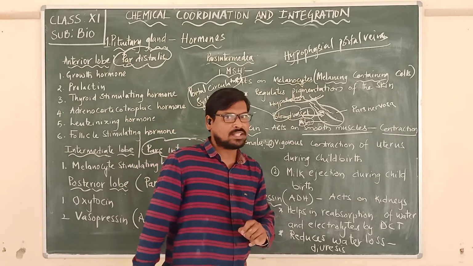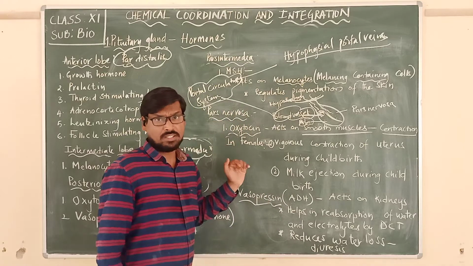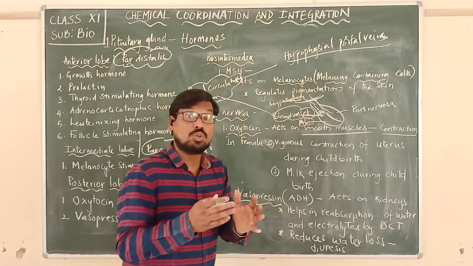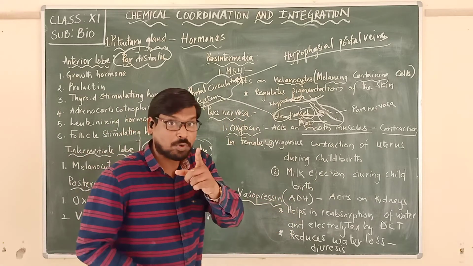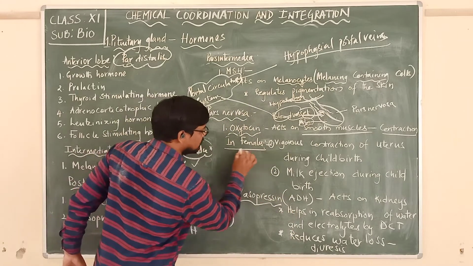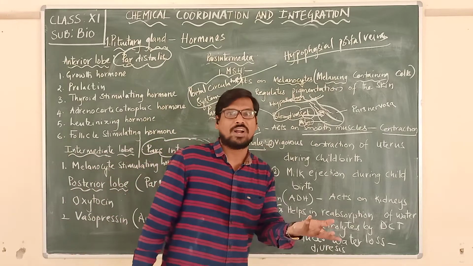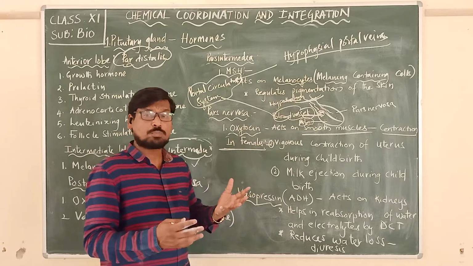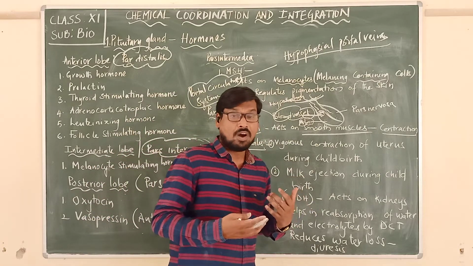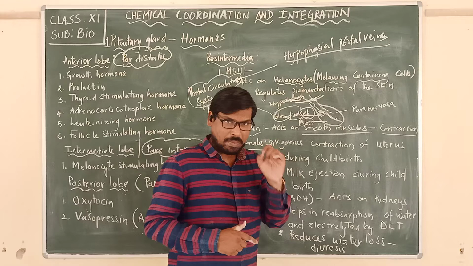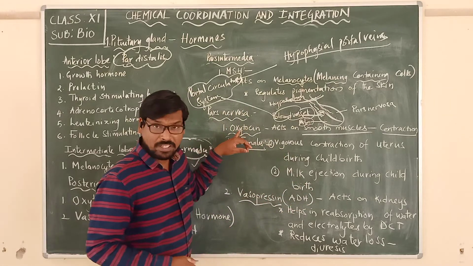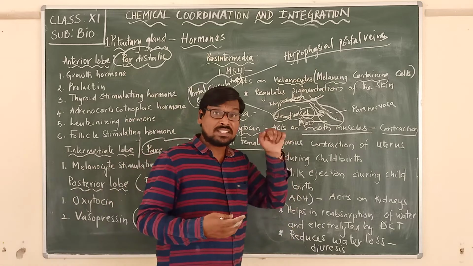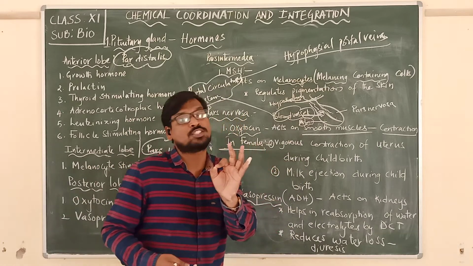But the point here is that the same oxytocin which is helping in contraction of the smooth muscles is produced in more quantity in females. You have to understand why it is produced in more quantities in females, or when it is produced. Especially this particular hormone, oxytocin, is produced in more quantities in females during the parturition.